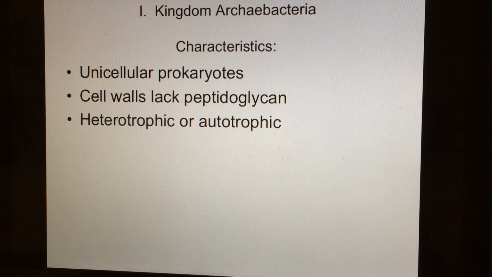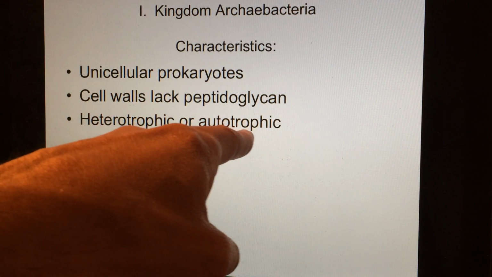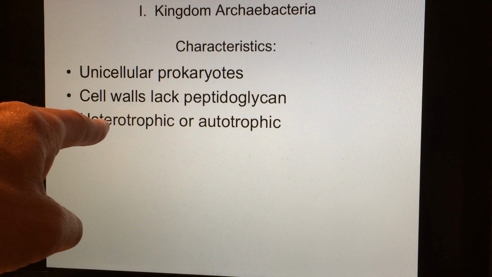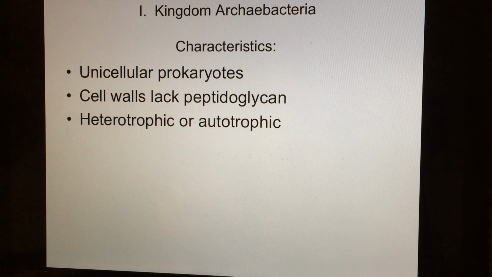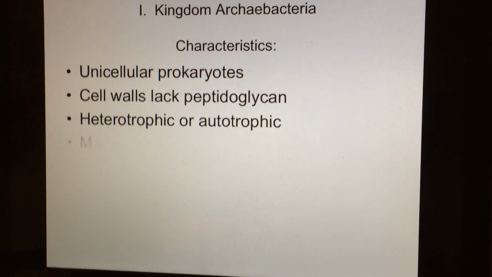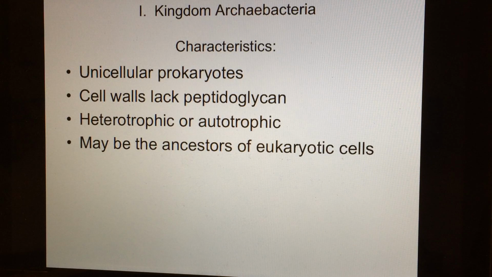They are all heterotrophic or autotrophic. Now, we did these words in the ecology unit. Trophic means food. Auto means self-food. Hetero means food from an outside source. So they either ingest their food or they can make their food, either way, just depending on the species. Next. It is thought that these may be the ancestors of eukaryotic cells. There's no solid evidence to this in terms of real proof, but there's a lot of research and data that would indicate that they might be the ancestors to our very own cells, which is pretty cool.